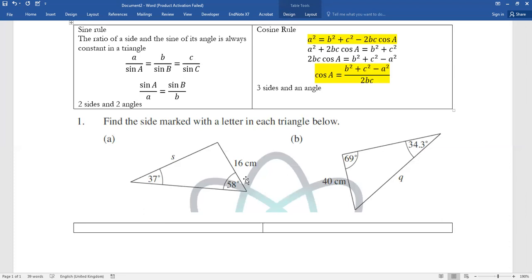Yes, class? Do I know the remaining two sides? Yes, bachon?